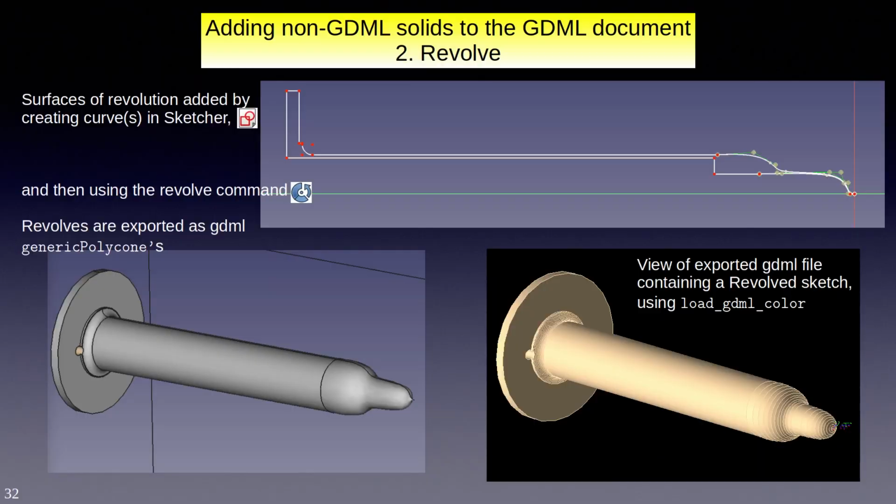Another useful object that the GDML workbench adds direct support for is a revolve of a sketch. To create a surface of revolution, enter the sketcher, create a closed curve or a series of curves, close the sketch, and then create a revolve using the shown icon. Revolves are exported as booleans of GDML generic polygon. Here we show a closed curve in the sketcher, the resulting revolve in FreeCAD on the left, and a view of the GDML file in GEANT4 on the right.